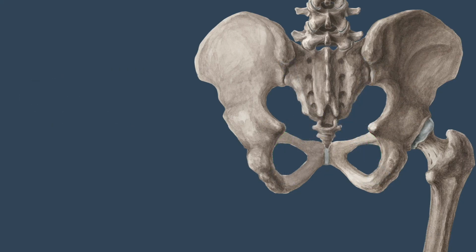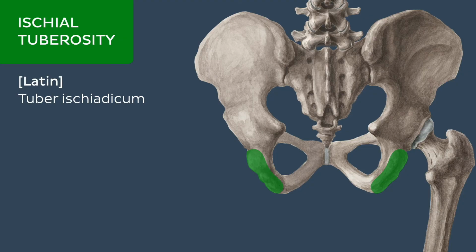The last structure of the ischium we'll talk about today is the ischial tuberosity. Its function is to bear the weight of the body in a seated position. Therefore, we can also call it the sitting bone.